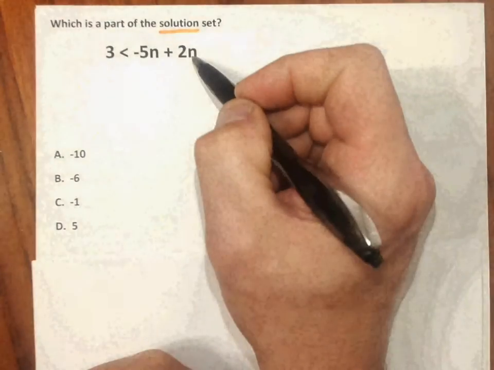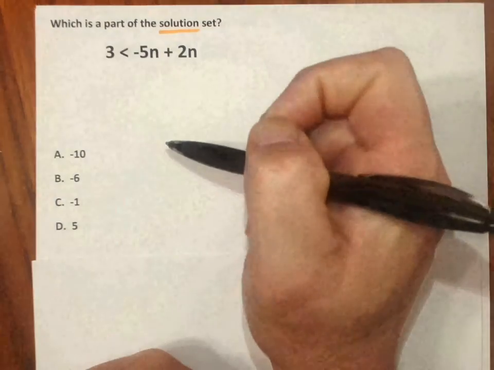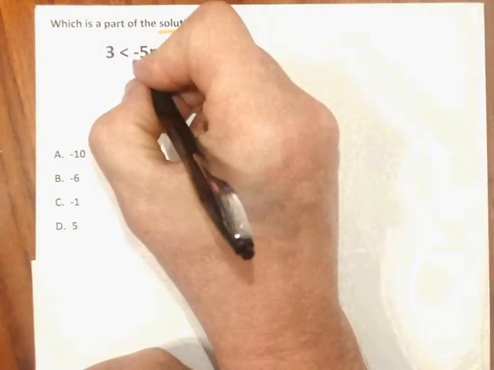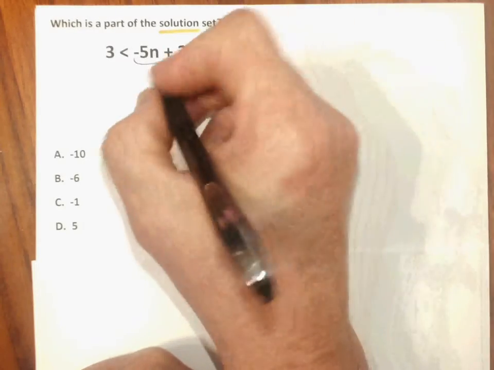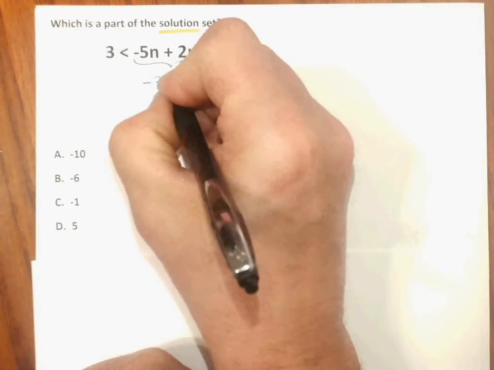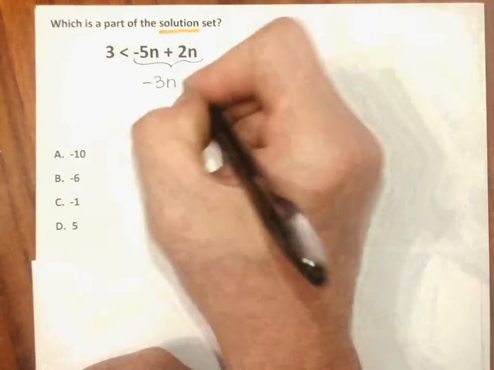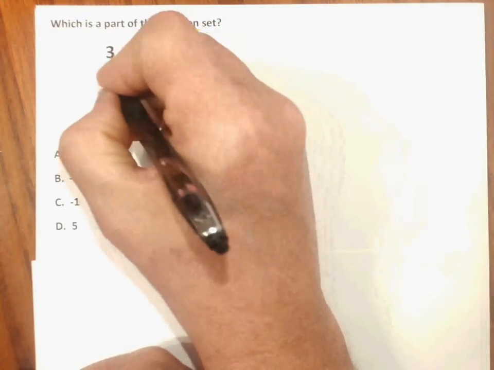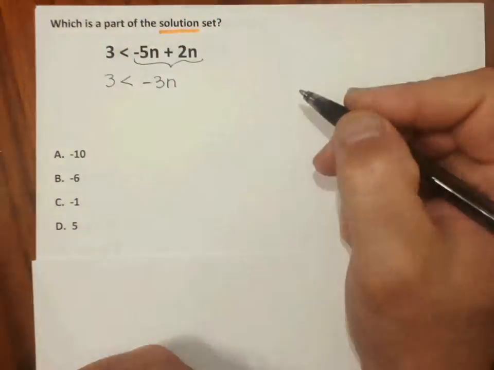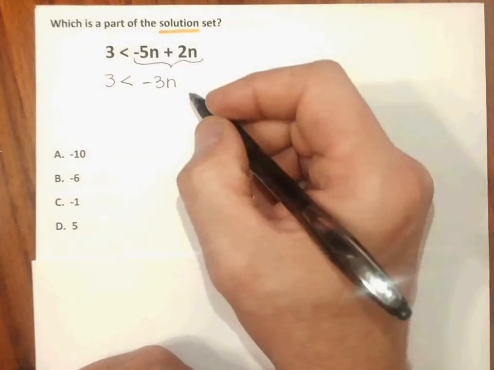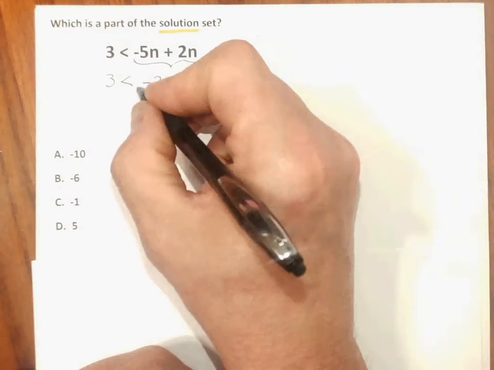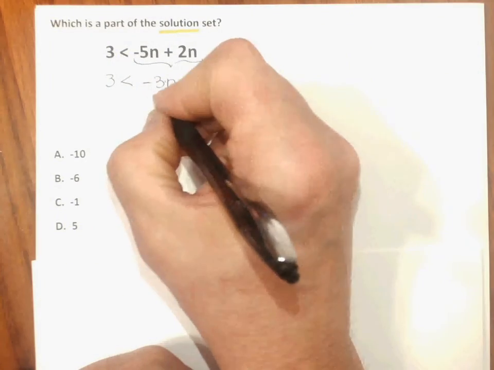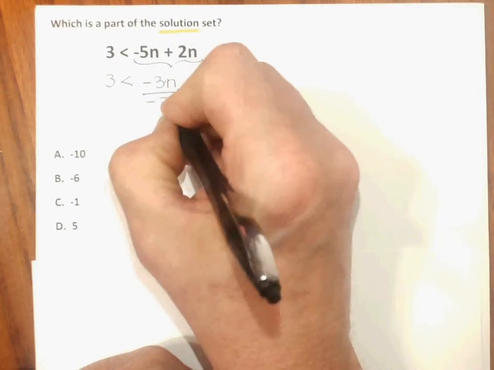We don't have any parentheses, so we don't need to distribute, but we do have like terms over here. So -5 plus 2 is a -3 in front of the variable n. Combining does not change the symbol. So I now have this statement. And now, at this particular point, I am multiplying the variable by a negative. The opposite of multiplying by a negative is dividing by a negative.